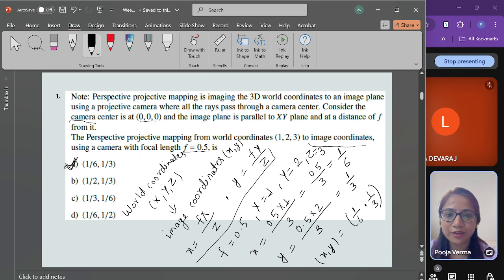Here f is the given focal length, 0.5, and the world coordinates are 1, 2 and 3. That means X is equal to 1, Y is equal to 2 and Z is equal to 3. Now put the values in this equation, and you will get 1 by 6 and 1 by 3, which is the image coordinates. So the image coordinate x comma y is 1 by 6 comma 1 by 3. From here we can find the correct answer for this question.